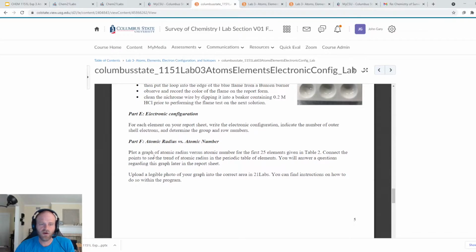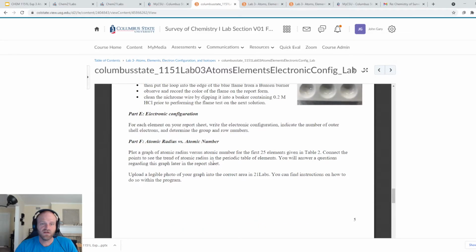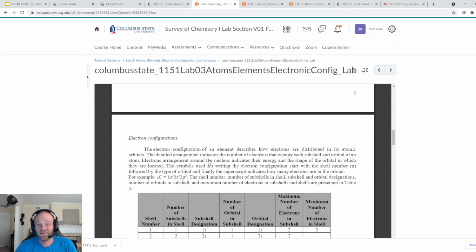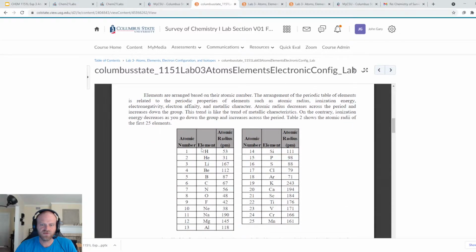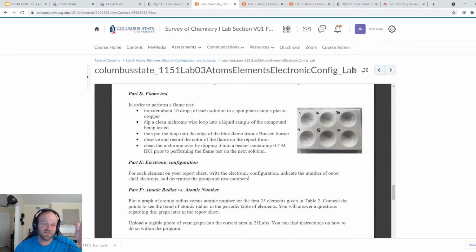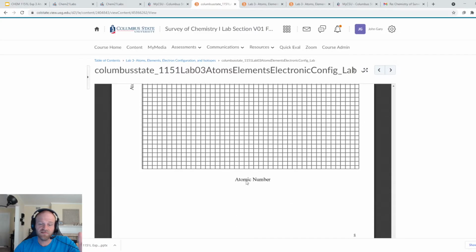So for that, part F, plot a graph of atomic radius versus atomic number for the first 25 elements given in table 2. So table 2 was up here somewhere, right here, right? 25 elements. You'll plot all these with their atomic radius on that graph. So the atomic radius is on the left side, correct? We'll go back and look at it. Atomic radius is on the left side. Atomic number is on the bottom.